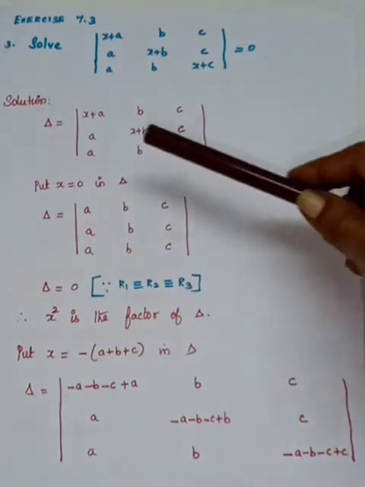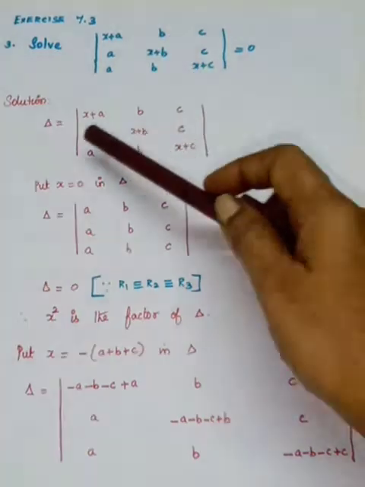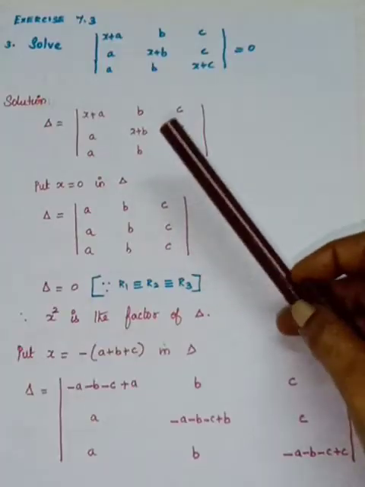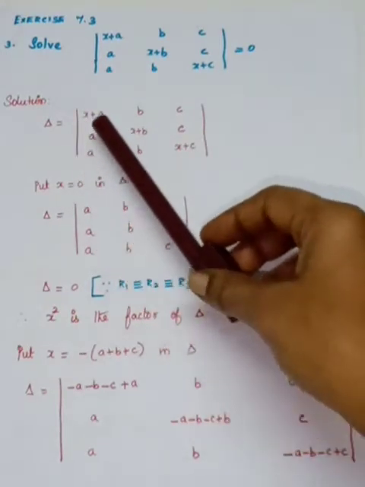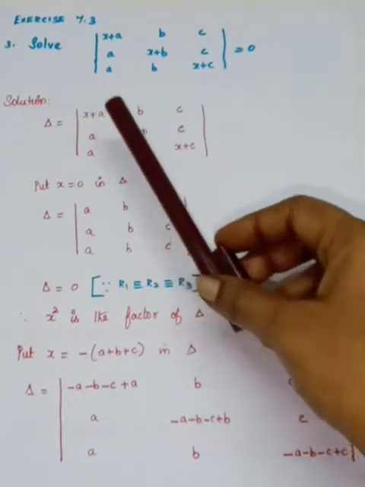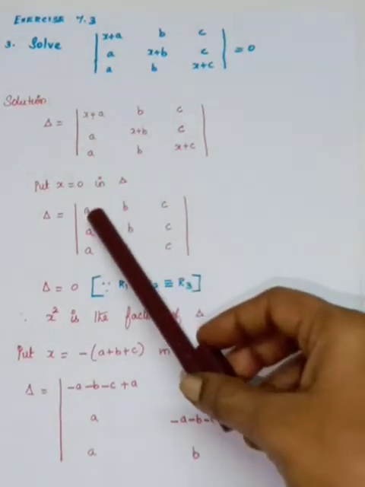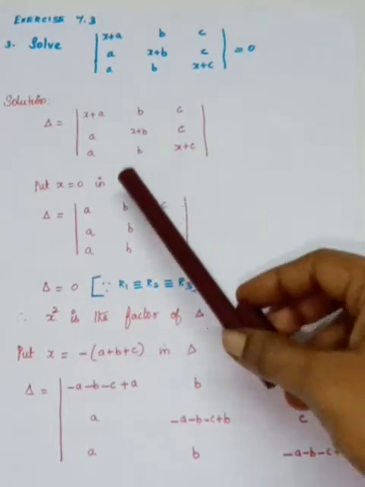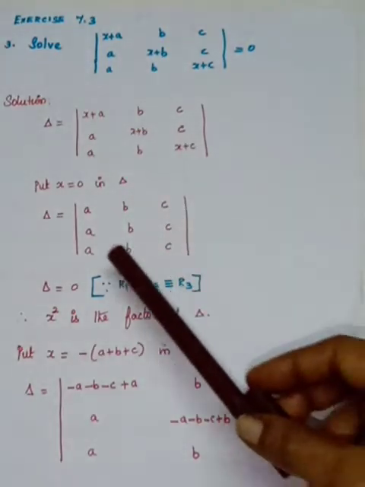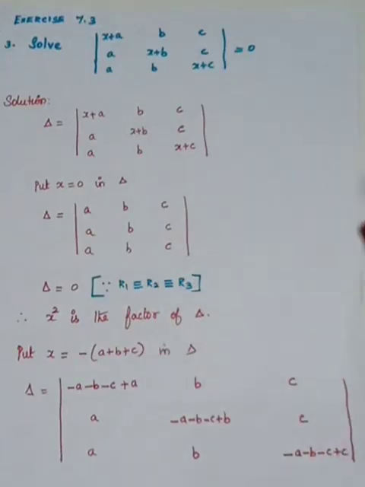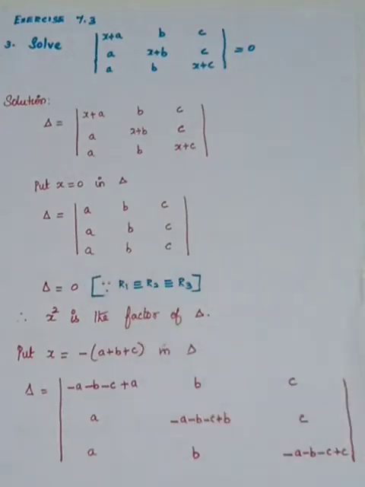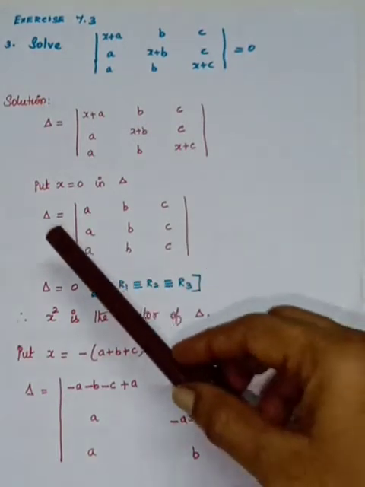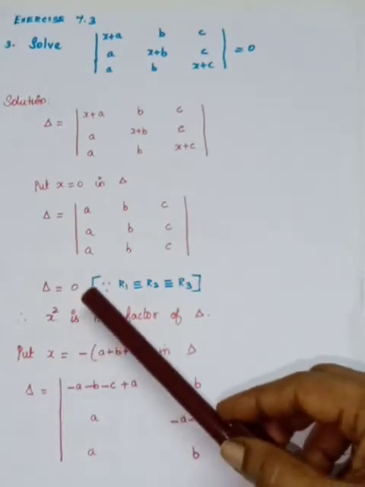First, name the determinant delta, and put x equal to 0. This is a trial and error method, where you give values for x. Put x = 0. So you will get a here, b in this place, and c here. You see how it is a b c, a b c, a b c. So R1 is identical to R2, and R2 is identical to R3. Three rows are identical, which means the value of the determinant is equal to 0.